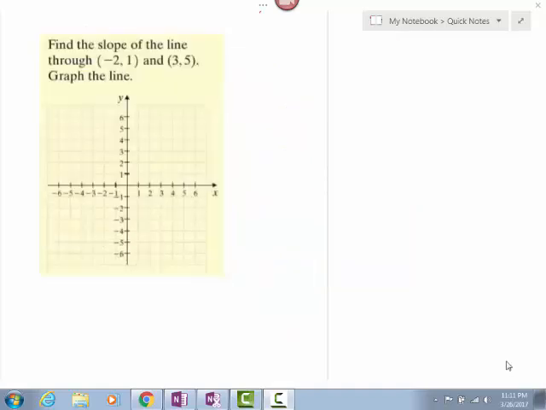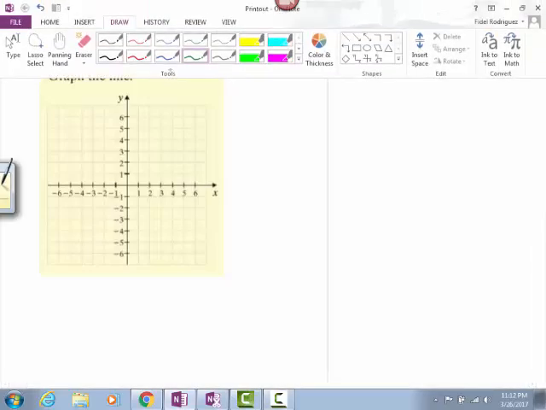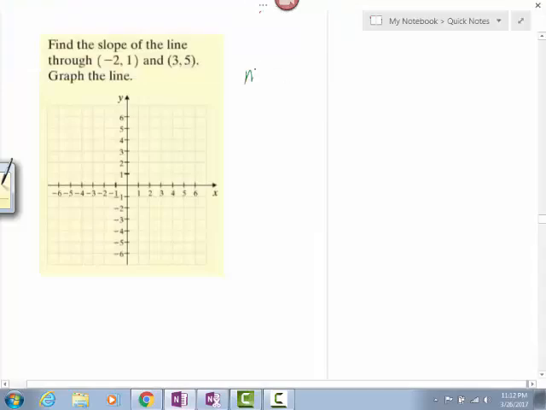Okay, so the next problem I have here is telling me to do the same thing. It's telling me to find the slope of the line through these 2 points and then to graph it. My first step is I'm going to go ahead and write down my formula again. Let me get a better pen. Okay, so my formula was m equals y2 minus y1 over x2 minus x1. Okay, so again, since this is my first point here, I'm going to call that one x1 and y1.